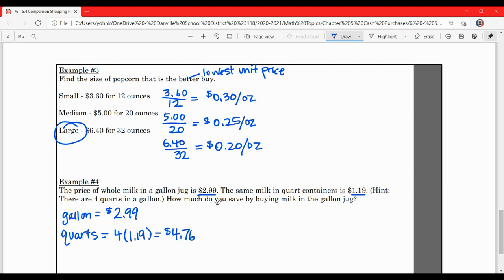$4.76. So to find how much do you save, you can take the bigger price and subtract the smaller price. And so you would be saving $1.77 per gallon if you were to buy it in the gallon jug instead. So sometimes buying 2 smaller ones or 4 smaller ones might be cheaper. It just depends on the unit prices.